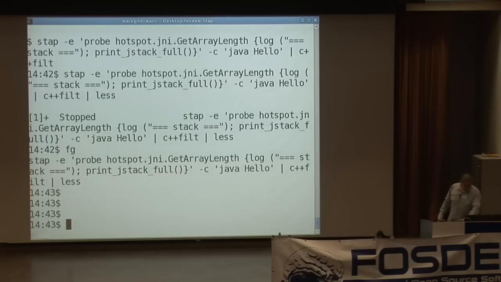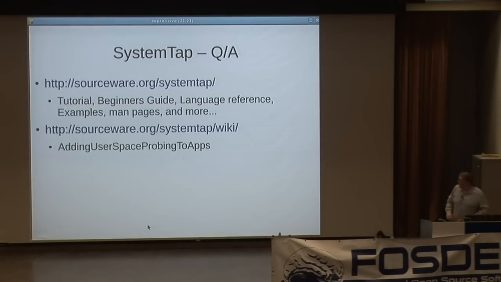Okay. Shall we take some questions? Wait, I must at least give you these two URLs. All my examples were a bit simple because I didn't have that much time to explain everything, but there's a really nice examples page, and there is a beginner's guide which explains a lot about the examples. And there's also a wiki where you can learn how to precisely put user space probes in your application.